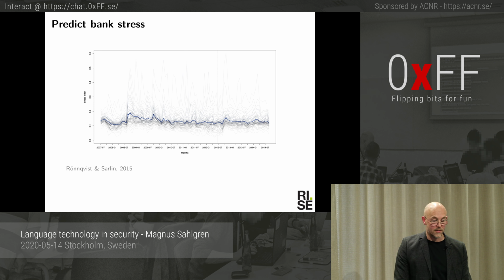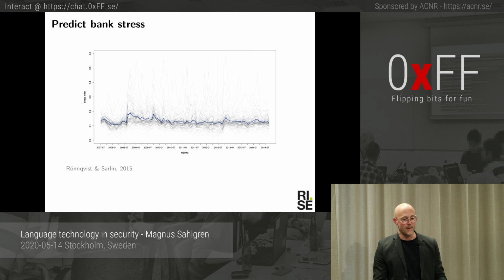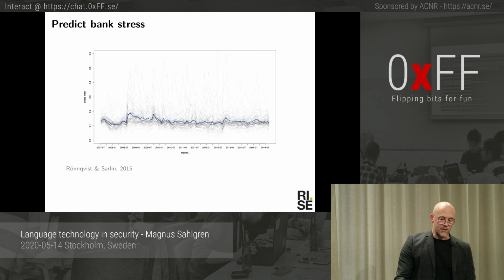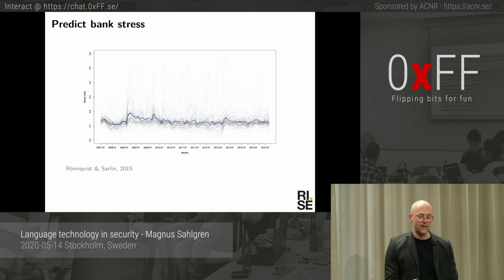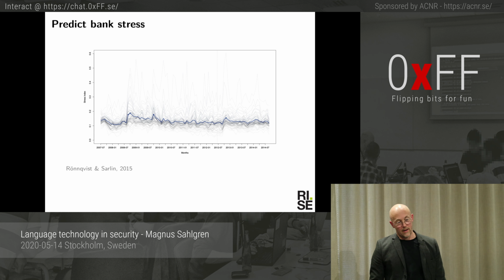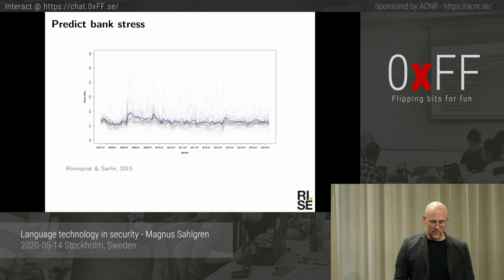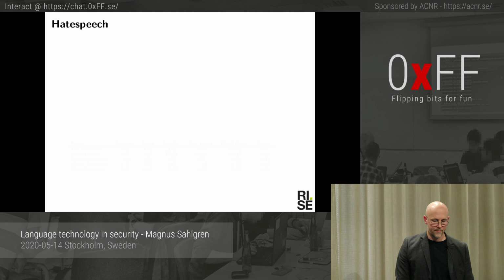You can do some interesting and useful analysis also based on open source information. This is an example from a couple of Finnish researchers where they used open information to predict bank stress in the European bank system using deep learning techniques. And they have some very nice results that show that you can actually do that. So it is quite a useful approach.